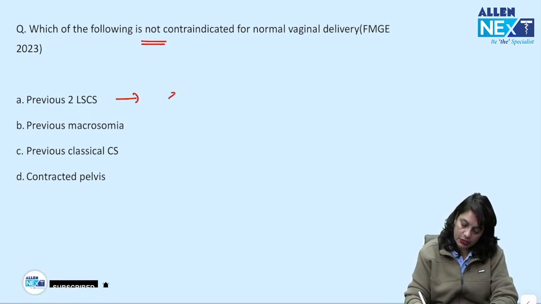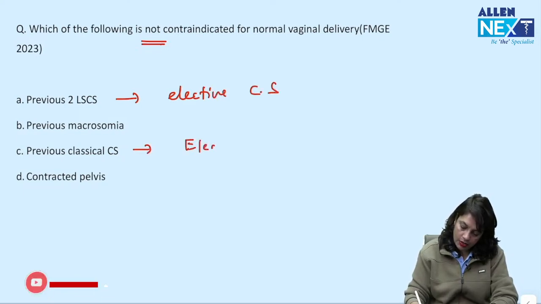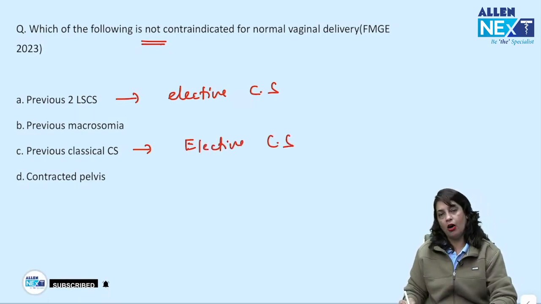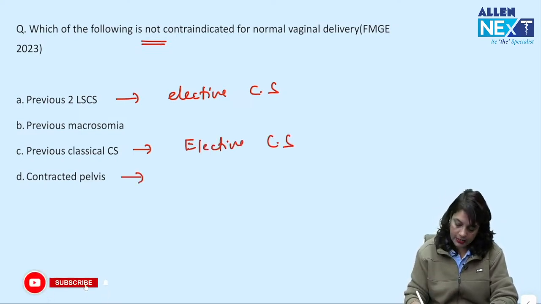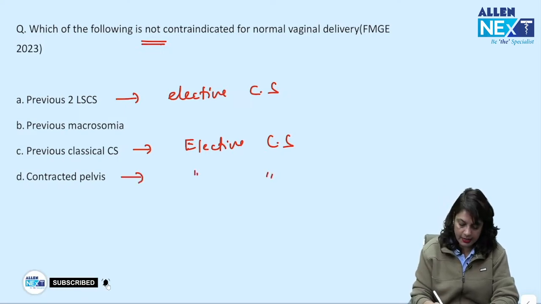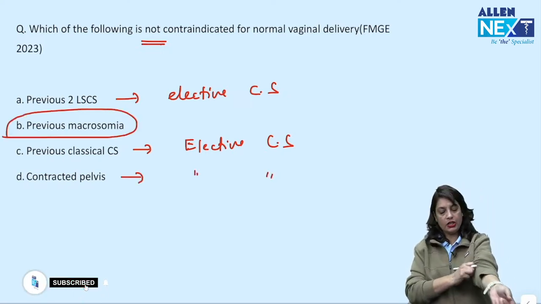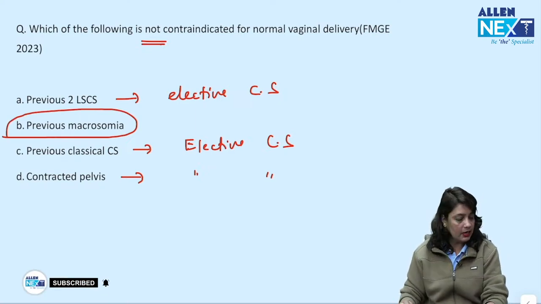Which of the following is not a contraindication for normal vaginal delivery? Previous LSCS, you will do an elective cesarean section. Previous classical cesarean, you will do elective cesarean. No way that you can allow a normal vaginal delivery. Contracted pelvis, again elective cesarean. Previous macrosomia, this time it is not an indication, you can allow a normal vaginal delivery.